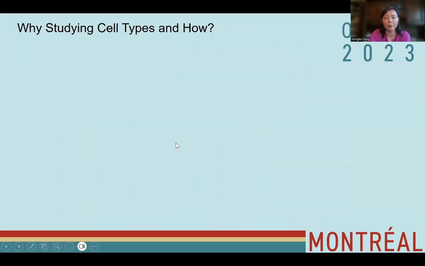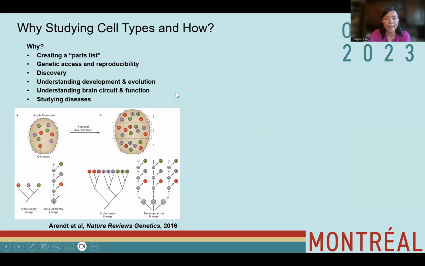Why study cell types, and how? To understand any complex system, such as the brain, an essential first step is to create a parts list of that system. For the brain, the parts list would be a composition of cell types. By obtaining the parts list, we'll also be able to gain genetic access to different cell types, which will then allow reproducible investigation and discovery across the different labs. This effort will allow us to better understand other important biological processes such as development, evolution, brain circuit and function, and eventually uncovering the cellular basis of various devastating brain diseases.